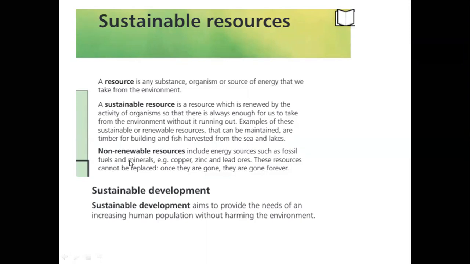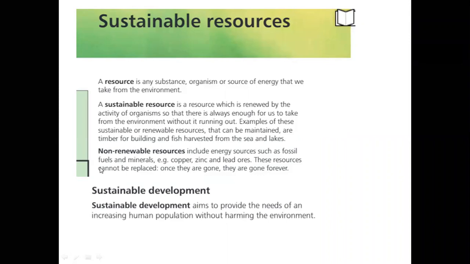We are burning fossil fuel. We are using petrol. But it's possible that a time will come when there will be no more fossil fuel. We are using minerals: copper, zinc, and lead. These resources can't be renewed. Once they are gone, they are gone forever. Those are called non-renewable resources.